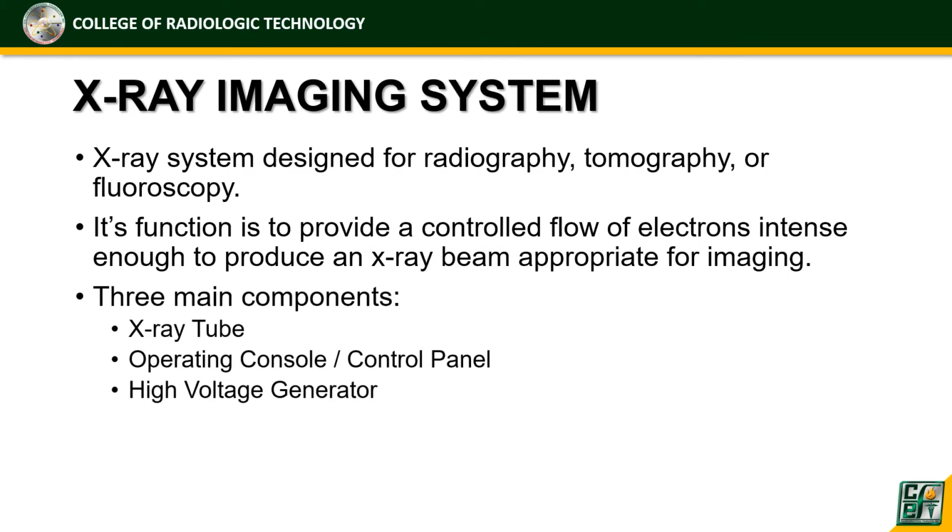The three main components of the X-ray imaging system are the following. First, we have the X-ray tube. Second, the operating console or the control panel. And lastly, the high voltage generator.